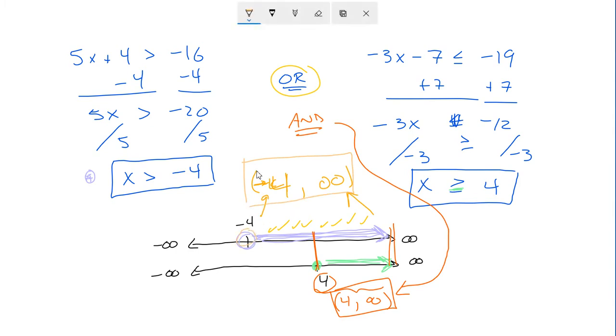Now at negative 4, we'd have a rounded bracket because we can't really equal negative 4. And there's always a rounded bracket on infinity because you can't get to infinity. So this would be for the or solution. And that's because of the way we're set up with one region inside the other. The answer to or is just going to be the larger of the two regions, and the answer for the and is going to be the intersection or overlap of the two regions. Okay, that's it. That's how we do these.